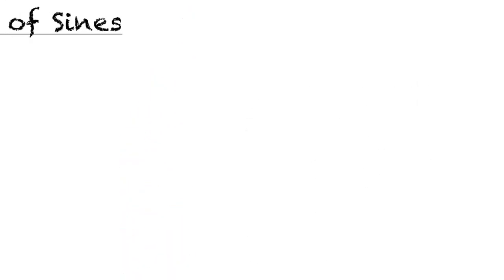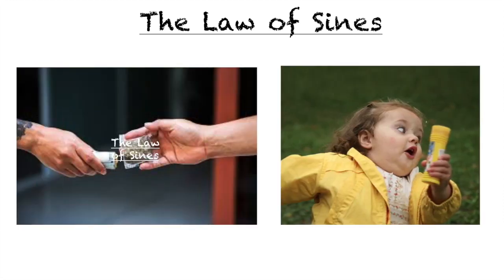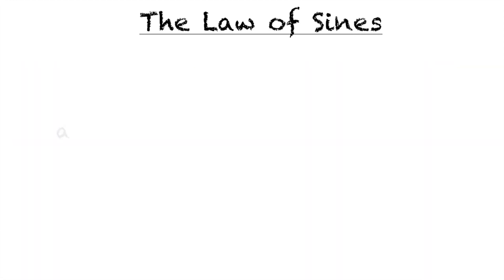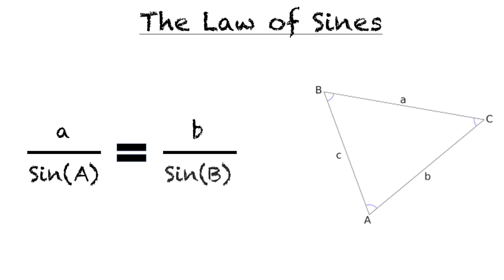Now we can move on to the law of sines. In this case, I'm just going to give you a formula and run, since I don't want to explain it. The law of sines says that side length A over the sine of angle A is equal to side length B over the sine of angle B, as demonstrated in the figure to the right. Now we plug in the values.